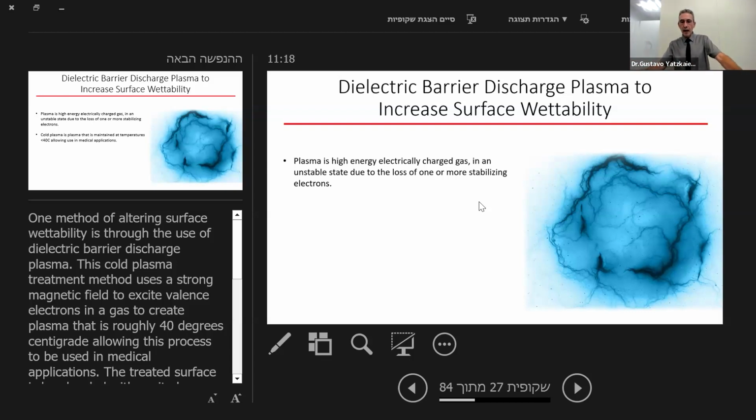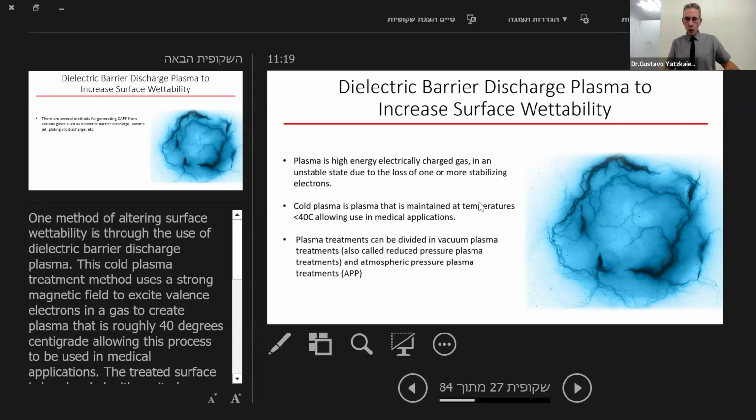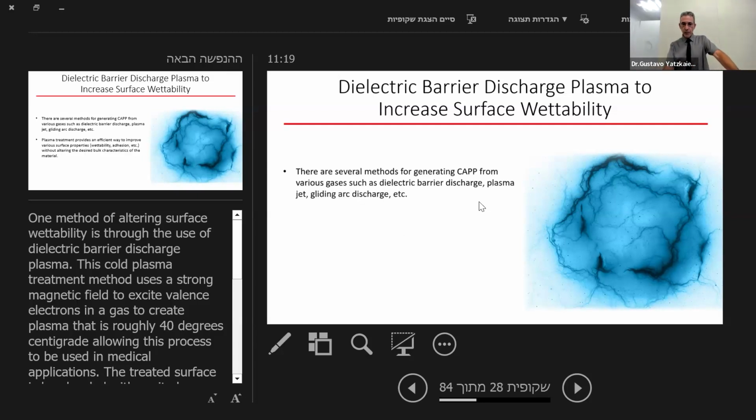But what is plasma? Plasma is a highly electrically charged gas. Plasma we have in the universe. The sun is plasma, the stars are plasma, the neon lights are plasma, and this plasma influences the implant and changes the charge of this surface. The manufacturers started to use cold plasma, less than 40 degrees. The temperature is easier to use and to produce those devices. Also, they can use vacuum or atmospheric pressure plasma.